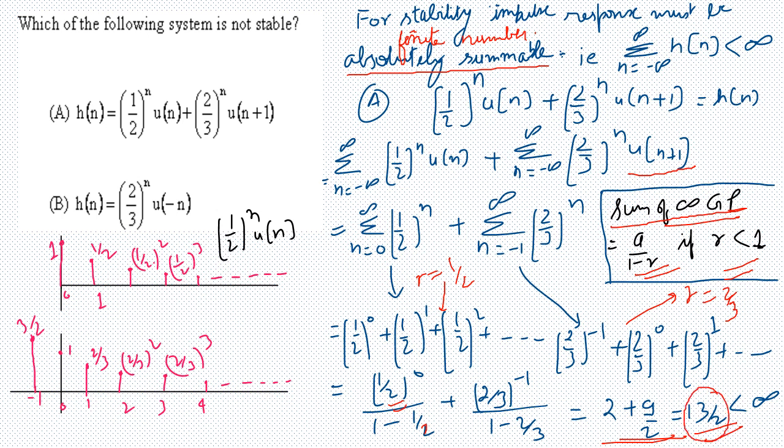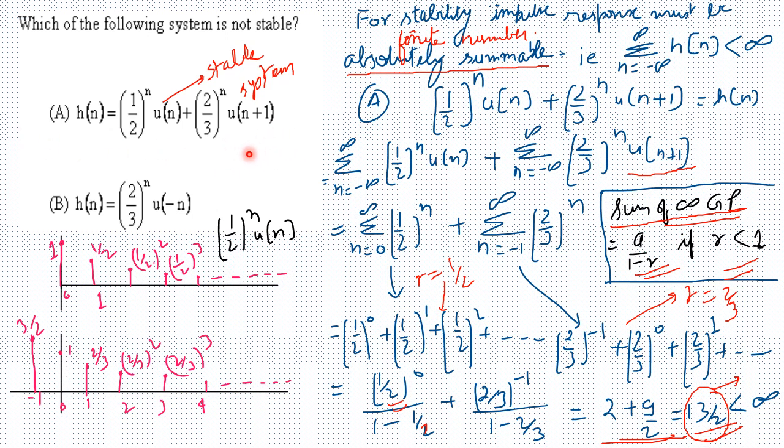So when it's a finite number, then we can say that the condition that it is absolutely summable is satisfied, and the system is stable. So we can say that it's a stable system. Okay, so I write it as a stable system. This is a way of proceeding mathematically to find whether the system is stable or not, by summing the impulse response and finding whether it's a finite number or not.